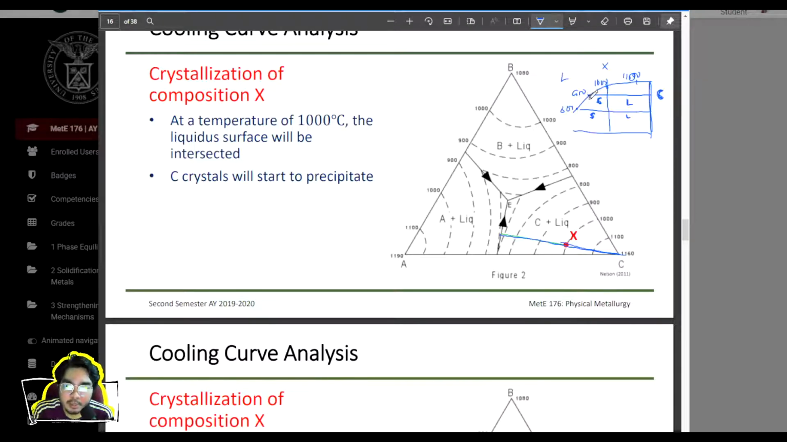At the same time, you can also compute the different compositions. We can determine the amount, so the percentage of S and the percentage of L. Then we can also determine the percentage of A, B, and C for S, and A, B, and C for L. Right? Okay?